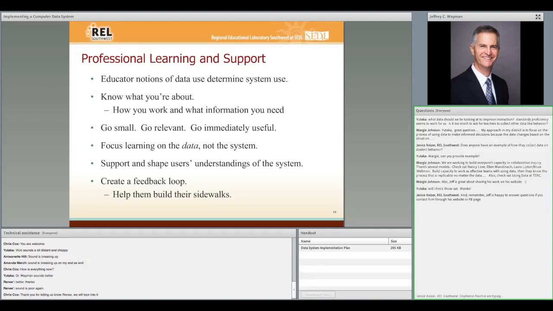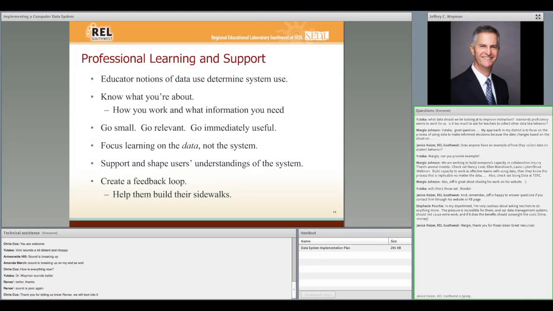So as you're thinking about helping people learn how to use this system to support their work, don't be thinking about big, giant convocations. Go small, go relevant, go immediately useful. When you do this, focus on the data, not the system. Don't show them how to use the system. I'll talk about this a little more down the line. Focus on the work that we need to do, in the plan about how to teach them on the data themselves.